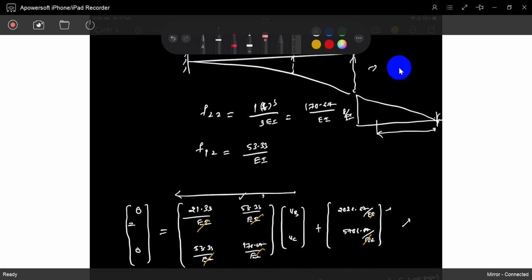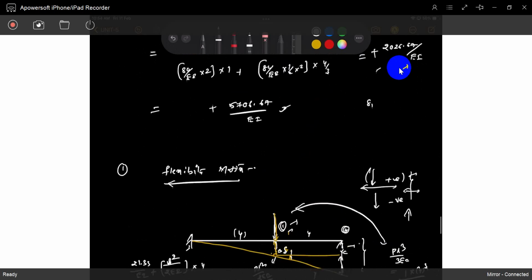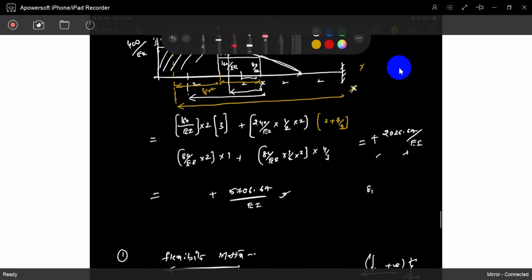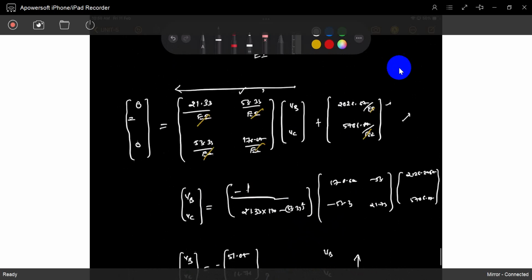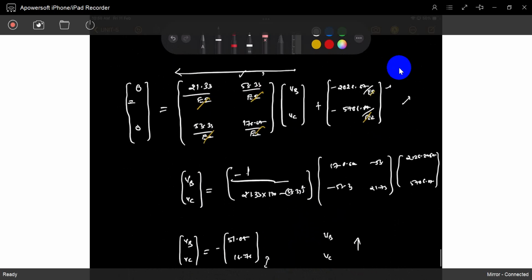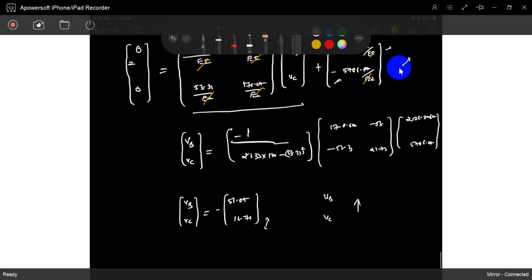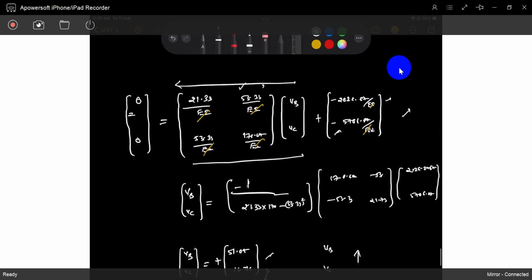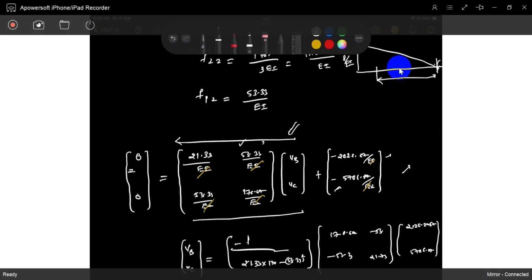Upward is positive. These deflections will come downwards, so if upward is taken as positive, these will come negative. This doesn't change. If it is negative, the final values will come positive. You already said upward is positive, so these values are upward. This matrix doesn't change. Depending on the direction of VB and VC, you have to change these two directions. Finally, you will get which direction VB and VC are.